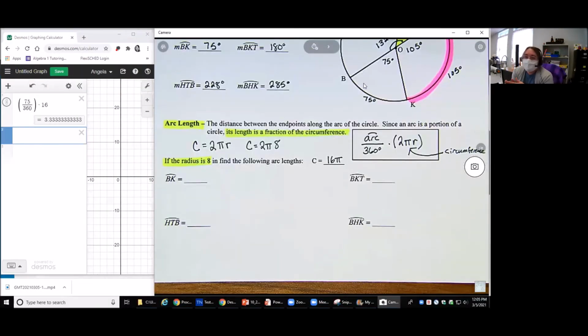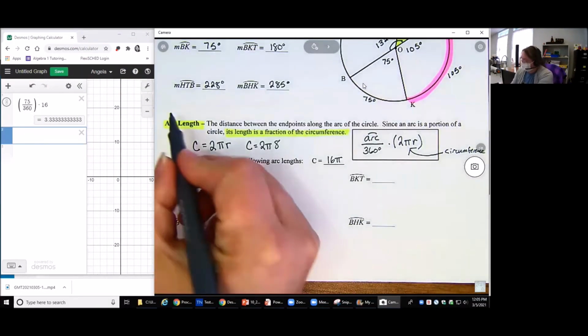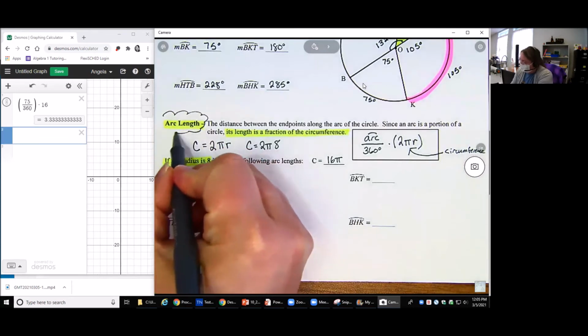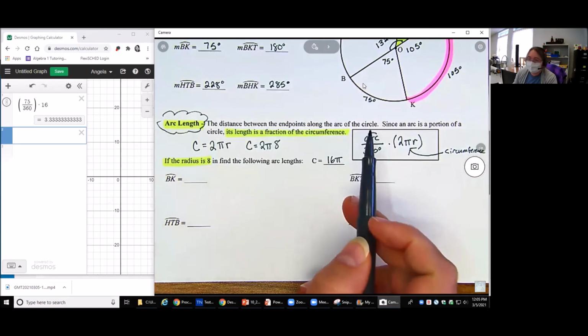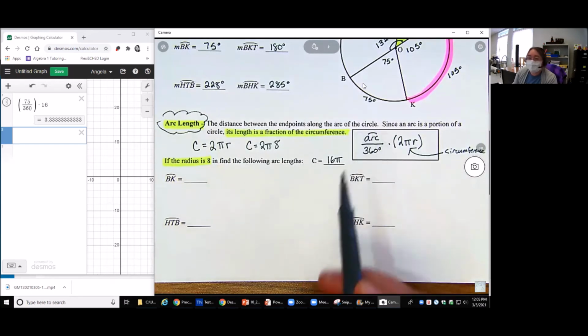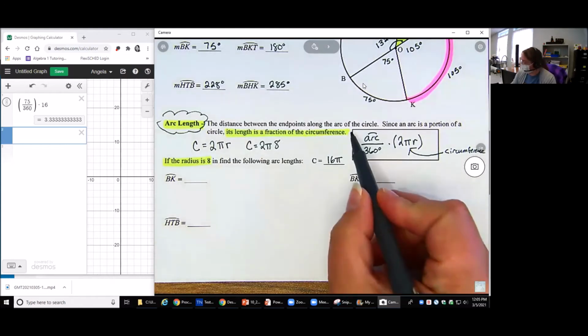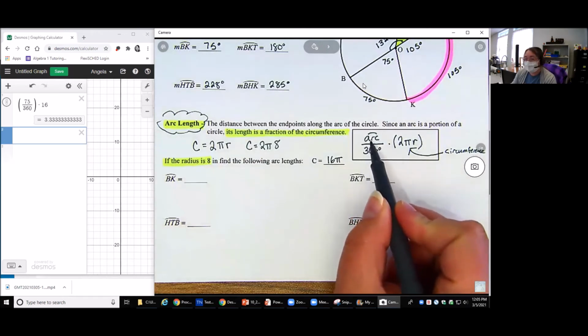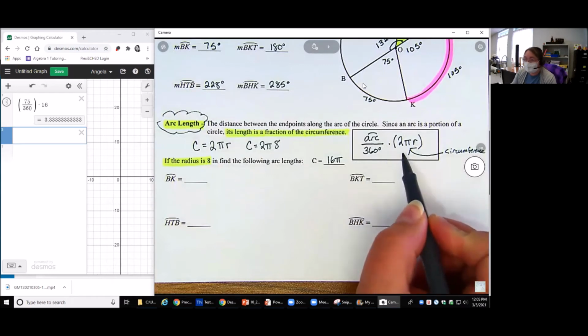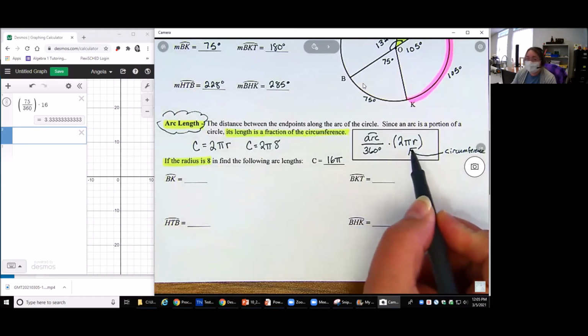All right, so the next thing that we're going to learn about is something called arc length. Arc length is the distance between the endpoints along the arc of a circle. Since the arc is a portion of the circle, its length is a fraction of the circumference. So this is our formula in this box for arc length. You're going to take the measurement of that arc divided by 360, and then multiply it times the circumference, or 2 pi r.